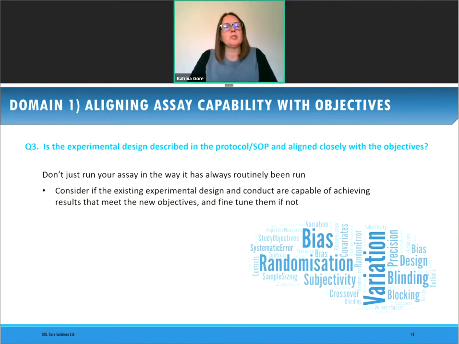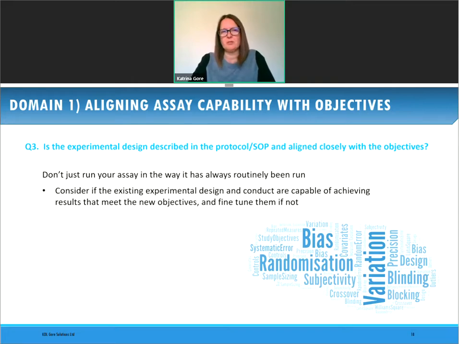Question 3 moves on to experimental design and asks whether it's described in your protocol and whether it's aligned closely with your objectives. Now, experimental design covers a whole multitude of different things, and I'm not going to cover all of those today. That's another whole course that Nikki's already got, and I'm potentially going to help out with that in the future, where we're looking at experimental design and a link to analysis. But the key thing is, don't just run your assay in the way it has always routinely been run.